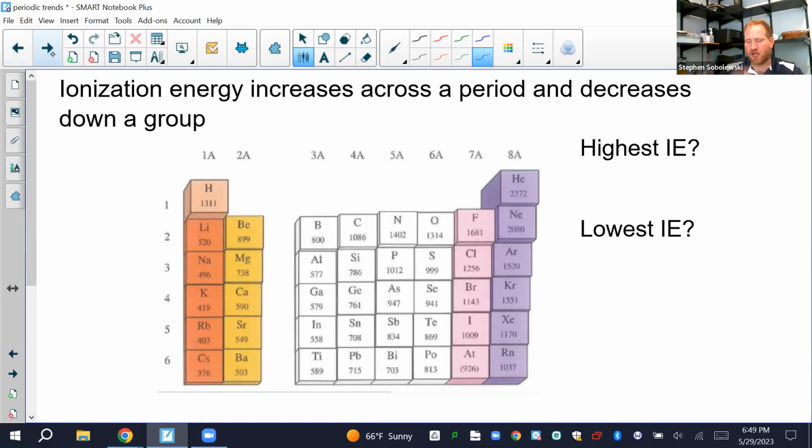Now this cuts out a lot of the elements in the middle just to give kind of a good understanding of what we call the main group elements. And the trend applies. See how we are seeing drops here, 520, 496, and so on. This image, I believe, shows kilojoules per mole. So, if you have a mole of potassium atoms, you're going to take 419 kilojoules of energy to turn that into a mole of potassium ions, and so on.